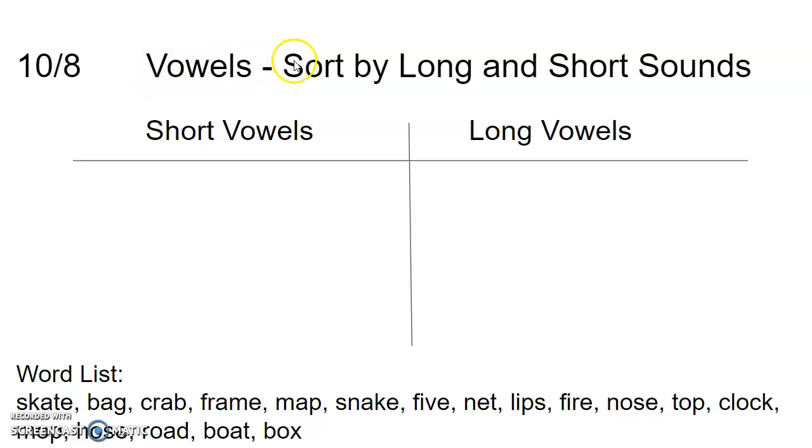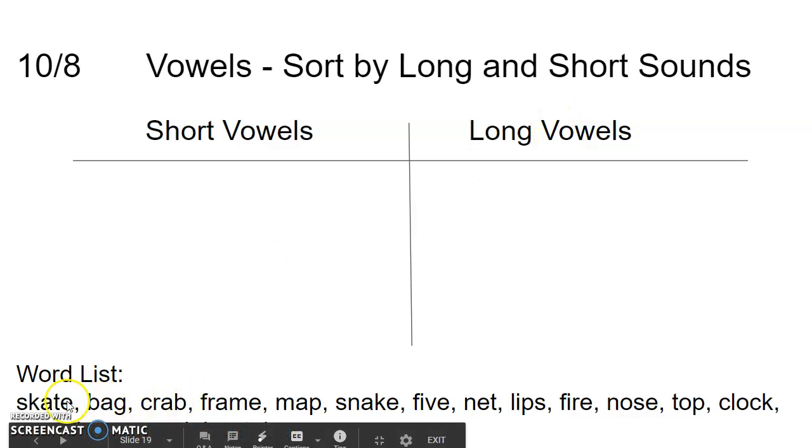Your job is to create a chart like this, like a T-chart. So you put this line down the center of your paper. On the left side, you have short vowels, and on the right side, you have long vowels. Now, these are your words that you have to sort.